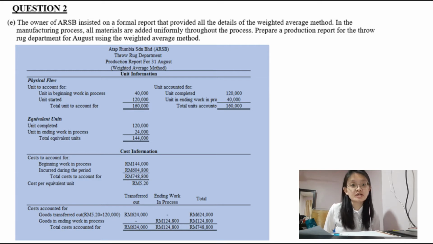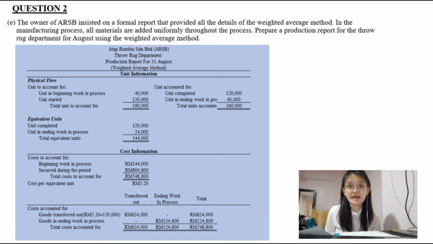Before I move to the physical flow, we have a formula, which is the unit in beginning work in process plus the unit started will be equal to the unit completed plus the unit in ending work in process. Due to this formula, we will also have two parts inside our physical flow. The left hand side is the unit in beginning work in process of 40,000 plus the unit started 120,000. Then our total units to account for will be equal to 160,000. Those amounts can be found inside the question.